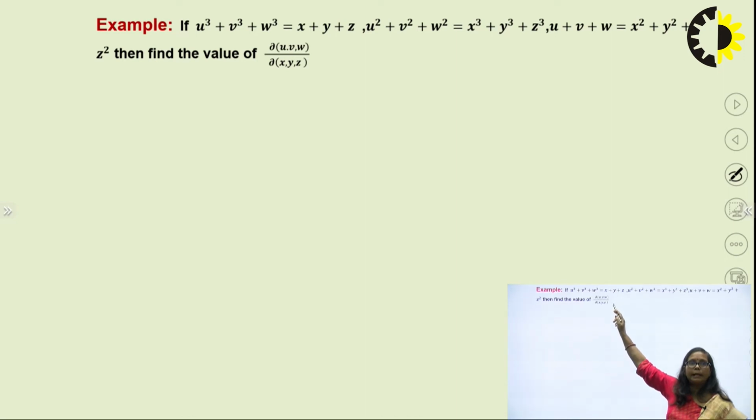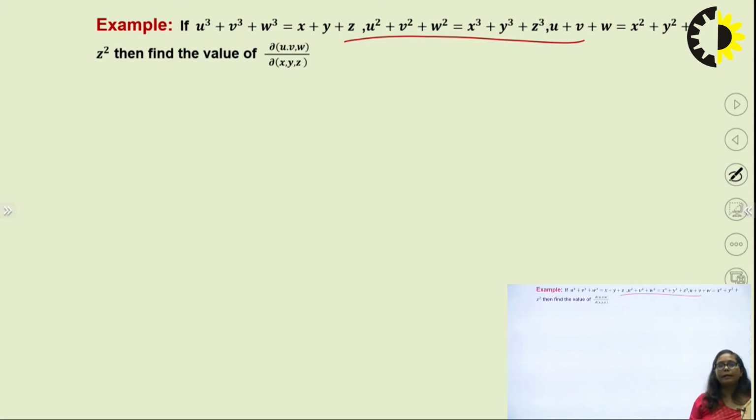Now if you look at these relations, we are not able to identify which are the dependent and which are the independent variables. We are not able to separate them, right? We cannot write u, v, w as functions of x, y, z, or x, y, z as functions of u, v, w. So these relations are nothing but implicit relations. So we have to find this Jacobian by using the formula for implicit functions.